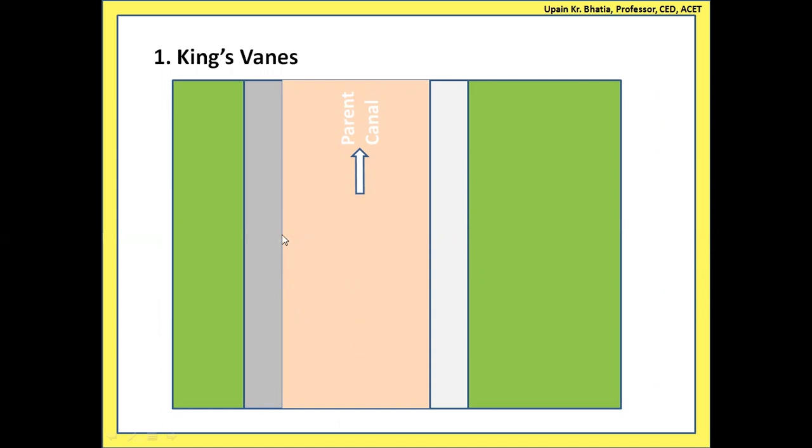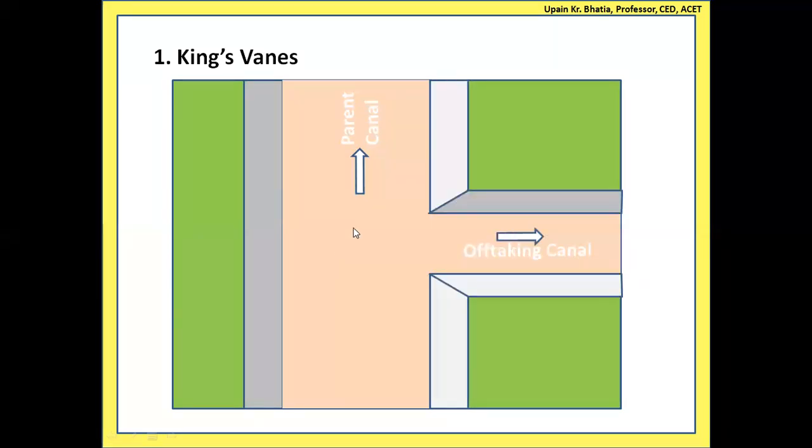So this is the parent canal, and this portion is basically the bed of the canal. If you want to divert water onto the off-taking channel, this section also has to be excavated. This bed level and this bed level are shown the same as of now. If this is the direction of flow in the parent canal, water should be diverted into this off-taking canal by some means.